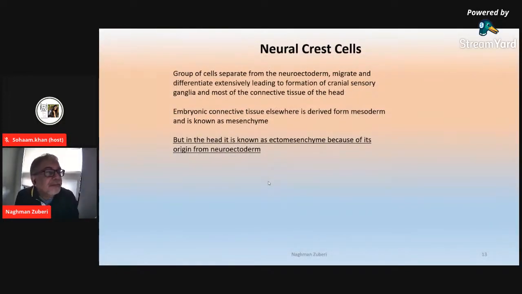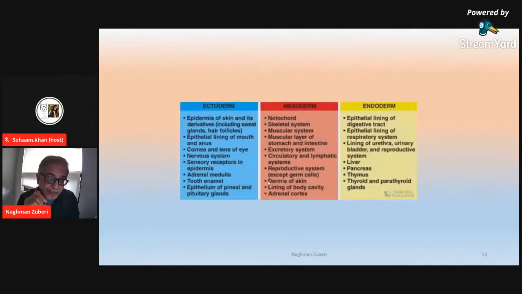Neural crest cells are a group of cells that separate from the neuroectoderm, migrate and differentiate extensively, leading to formation of cranial sensory ganglia and most of the connective tissue of the head. Embryonic connective tissue elsewhere is derived from mesoderm, and that is known as mesenchyme. But in the head, it is known as ectomesenchyme because of its origin from the neuroectoderm. That's why the term ectomesenchyme is being used.